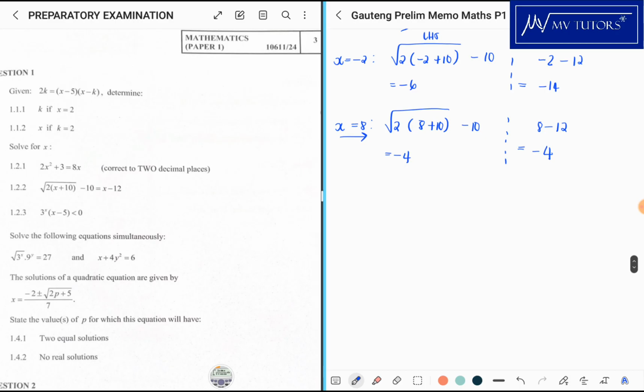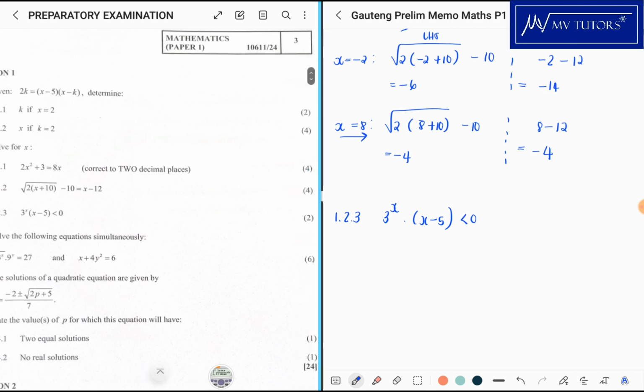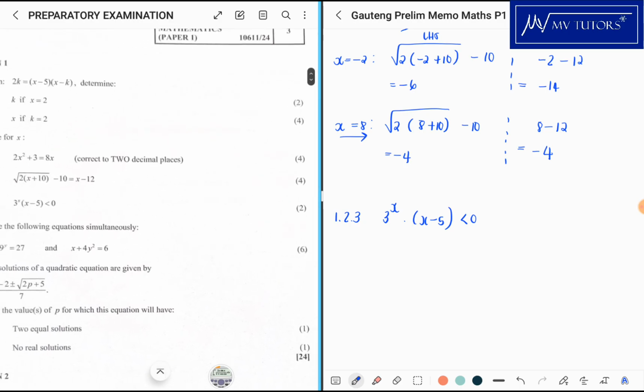All right, so 1, 2, 3. We have 3 to the power x multiplied by (x minus 5), and that is smaller than 0. When you get to these kinds of questions, just look at the mark allocation. It's 2 marks, so really you shouldn't be laboring much. So we're going to take this 3 to the power x and have it smaller than 0, or x minus 5 is smaller than 0.